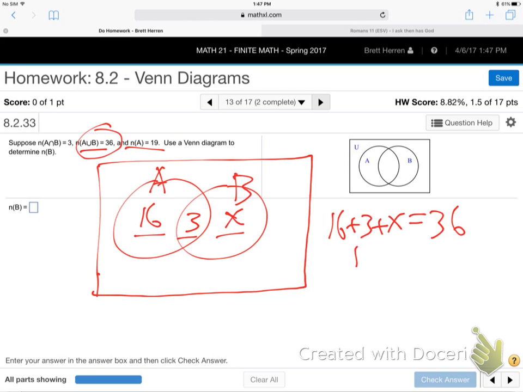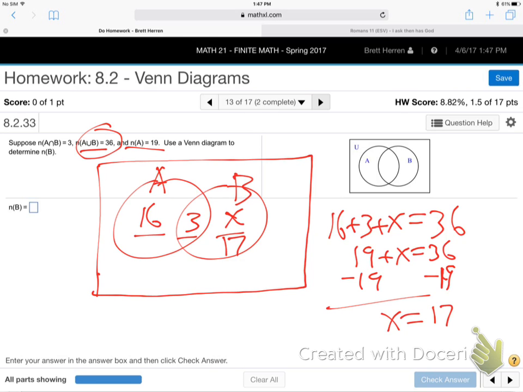Solve for X. What's that? 19 plus X is 36. A little math equation here, a little algebra. You guys remember algebra? Did you like algebra? What's that? 17? Yeah, 17. So X must be 17. And that's what they want. Well, careful. Let me be a little careful.